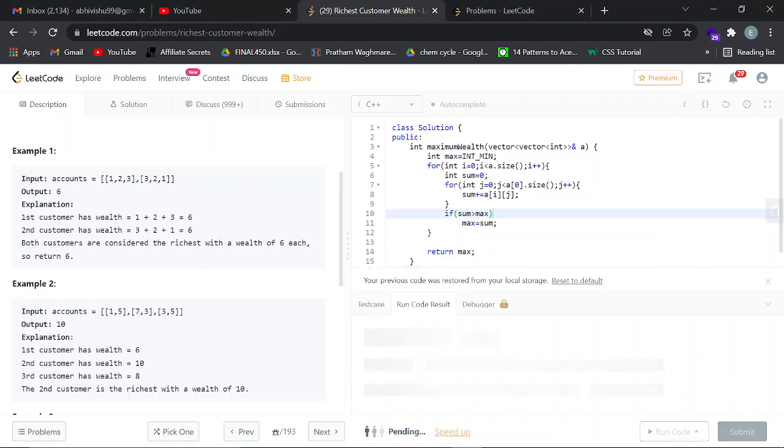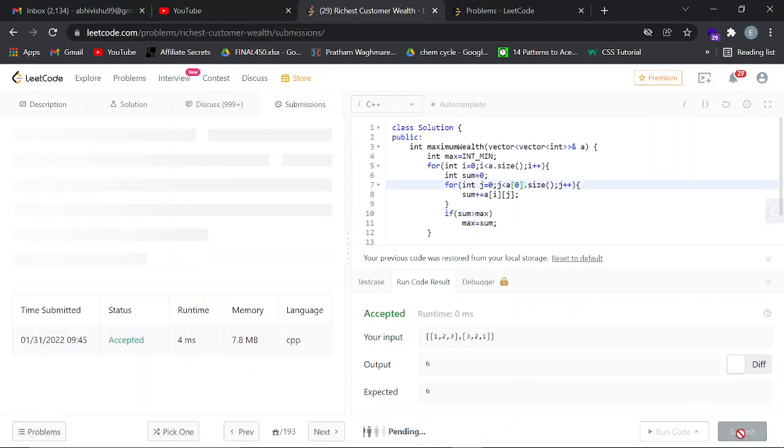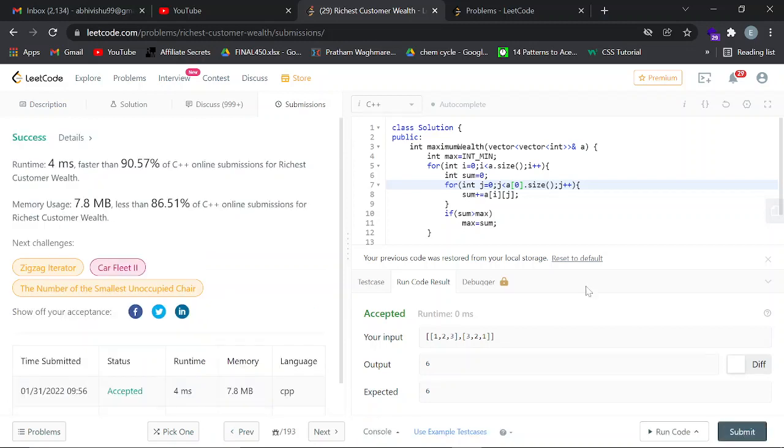So yeah, this shouldn't be very complicated. It does run, and yeah, even it should work. Yeah, it does work.